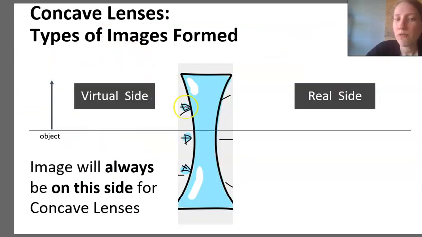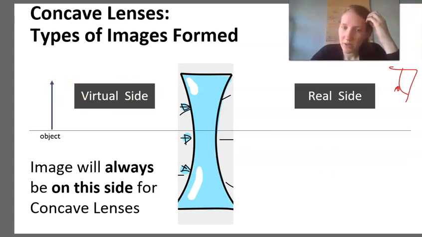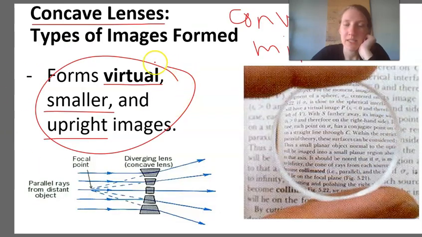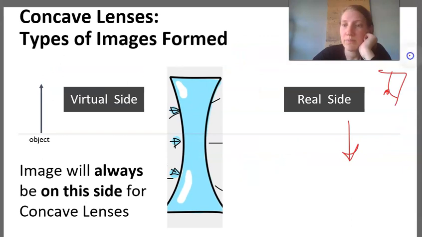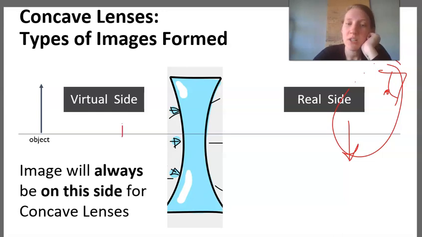So, same thing, virtual side. Real side is where the viewer is. You look through a lens and at the object, okay? And the image will always form on this side of the lens because we said that you will always get the same type. You'll always get virtual, smaller, and upright. If you have an image that forms on the real side, then it will be upside down and on the same side as our viewer. Okay, but since they always form virtual images, they're going to show up on this side, really tiny, small, and upright. Always, always, always.